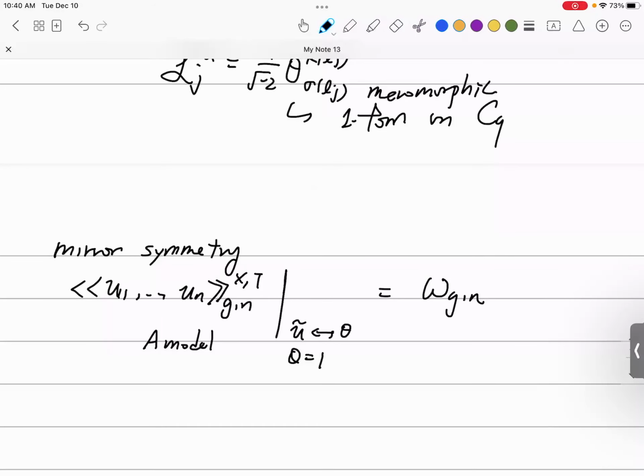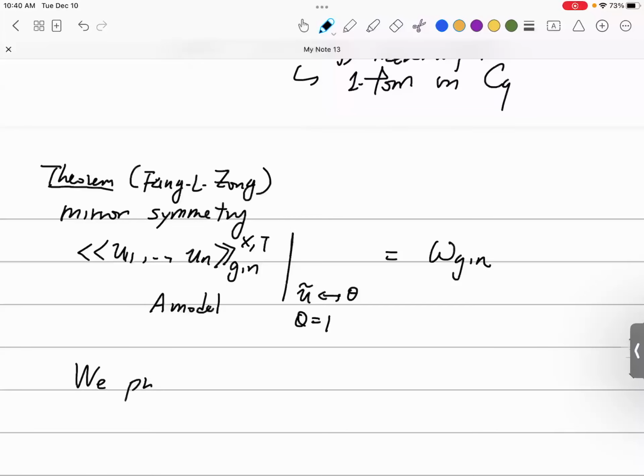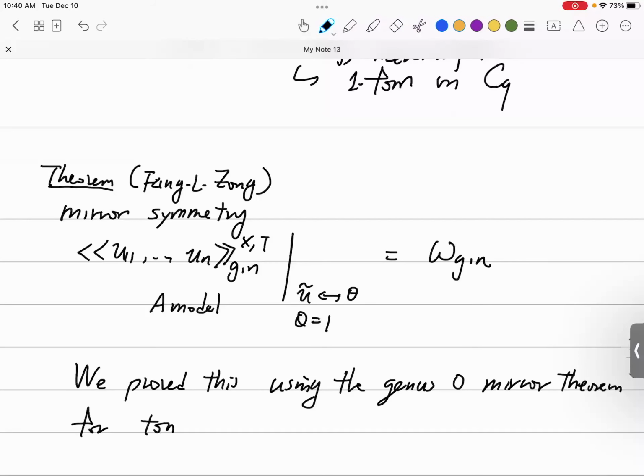So the proof is basically, so this part is in the previous paper. We prove this using the genus zero mirror theorem for toric orbifolds.